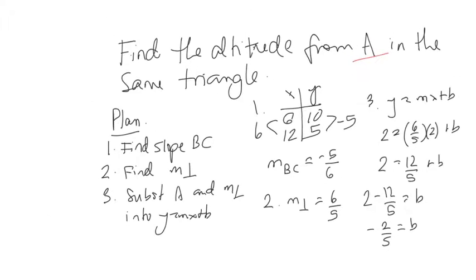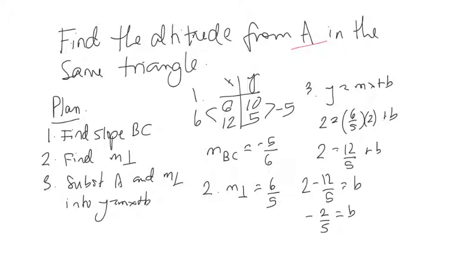And lastly, I'm just going to write my equation. Therefore, y equals 6 divided by 5 x minus 2 over 5. And that's it. That's my altitude.